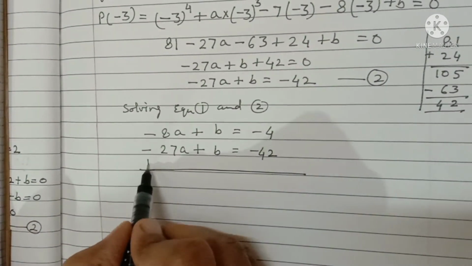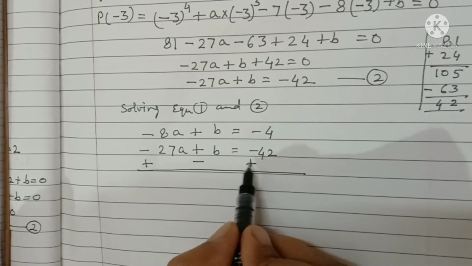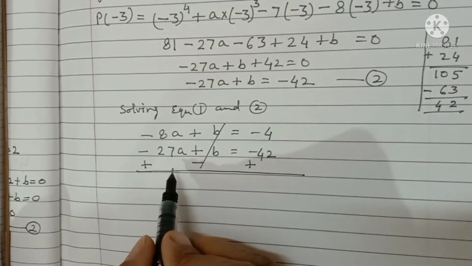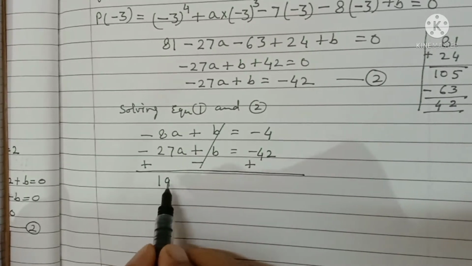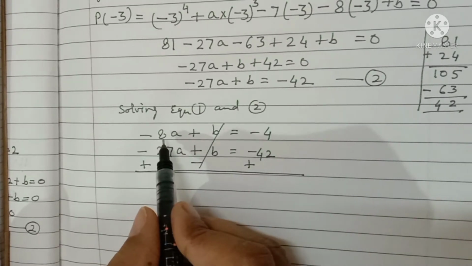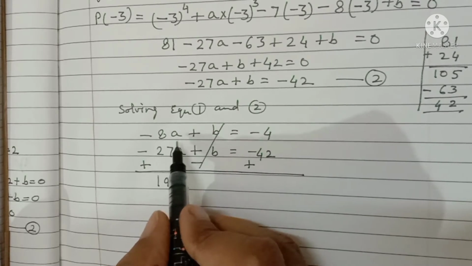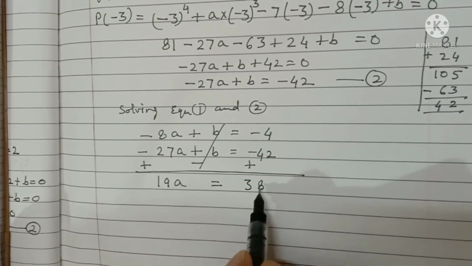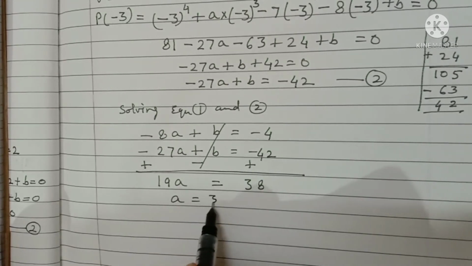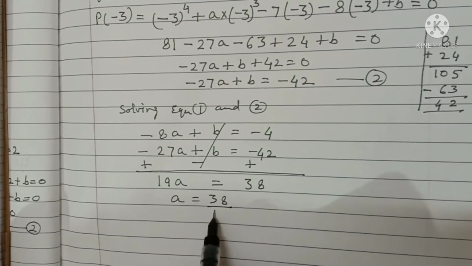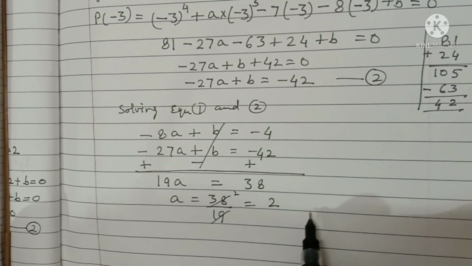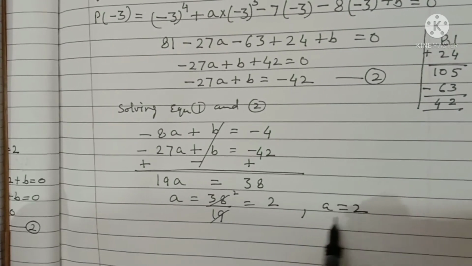Change the sign, plus, minus, plus, subtract. Now you will get 19a. 27 minus 8, 19a is equal to 38, or a is equal to 38 upon 19. 19 twos are 38. So a is equal to 2.